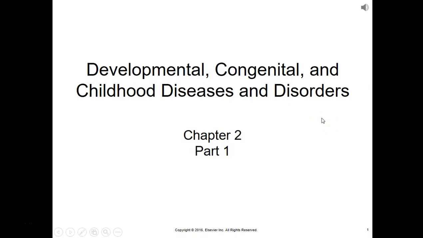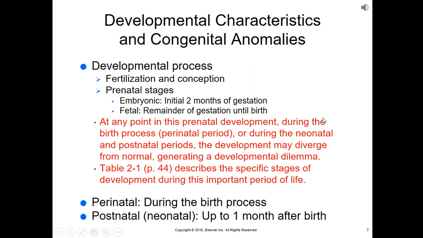Hello, everyone. So we're going to start chapter 2, talking about different developmental characteristics and congenital anomalies. So a couple of notes here. The developmental process, there's some outline here for you, involves fertilization and conception. The prenatal stages consist of embryonic, which is the initial 2 months of gestation, so the first 2 months of pregnancy, and then also fetal, which is the remainder of gestation until birth. So hopefully that's about another 7 months.